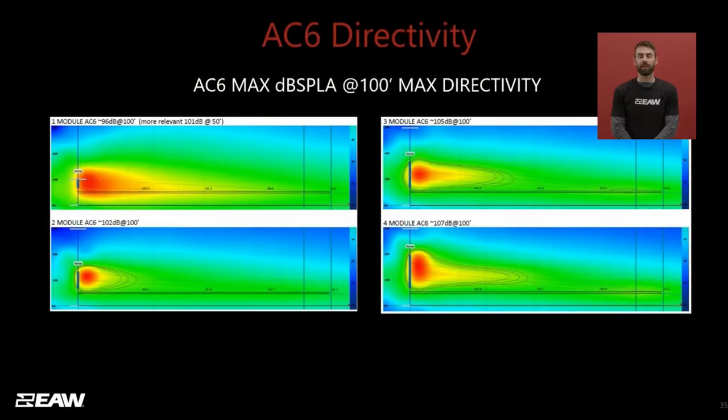Earlier, we touched on driver density and how it affects the directivity of AC6. This is one of its major strengths. With 36 channels of amplification and DSP in one cabinet, you can control where sound goes better than ever before. As you can see on the slide, the more AC6 added to an array, the more directivity and control exists.